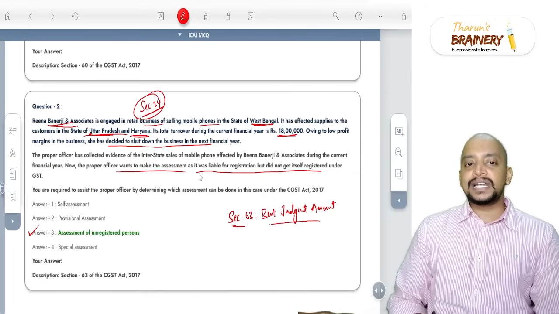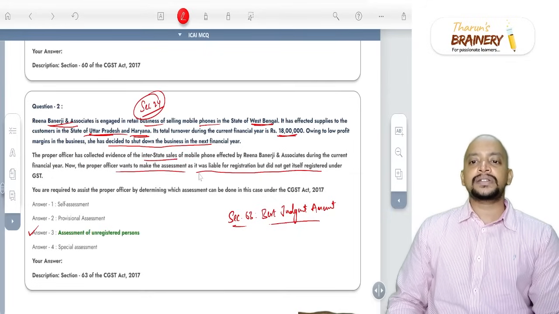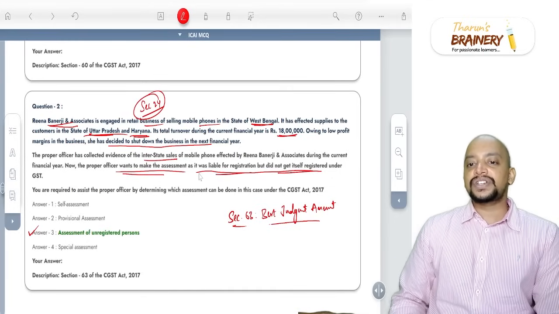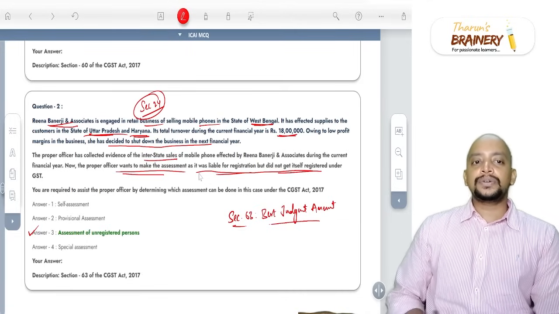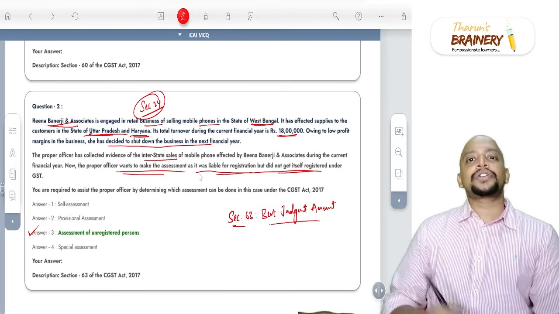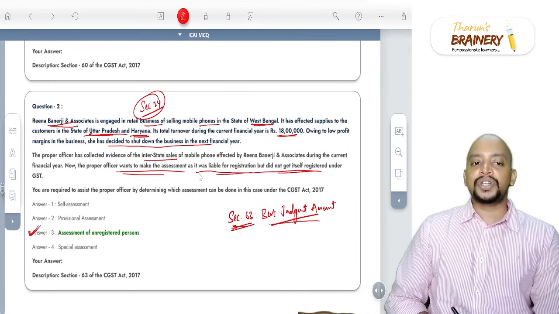The proper officer has collected evidence of interstate sales of mobile phones affected by Reena Banerjee and Associates during the current financial year. Now the proper officer wants to make assessment as if it was liable for registration, but it did not get itself registered under GST. So therefore, in this case, it is assessment of unregistered person, a person liable to get registered but not got registered. There is a best judgment assessment. That best judgment assessment is done under section 63. So option C.